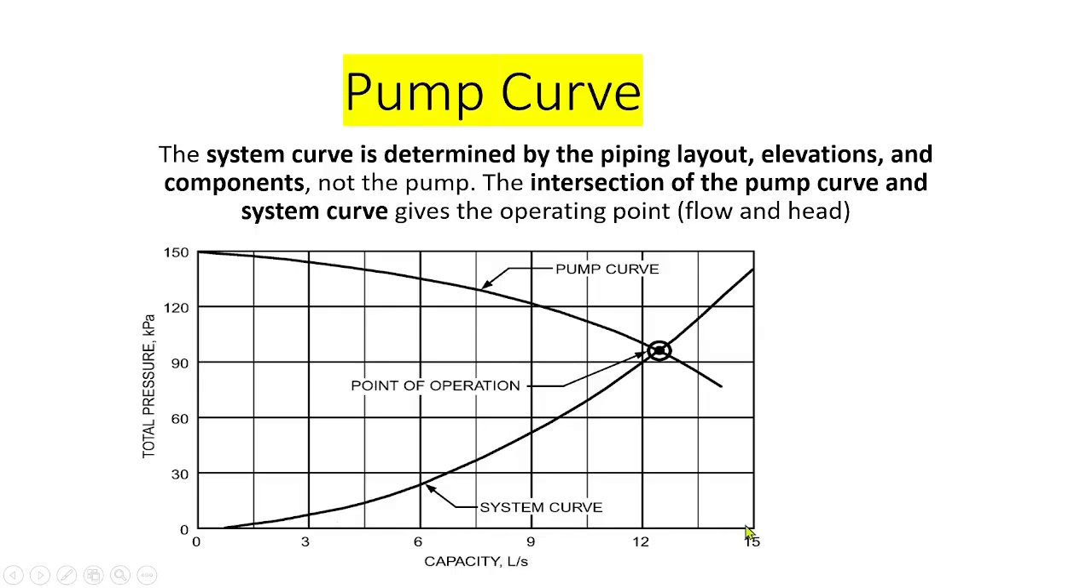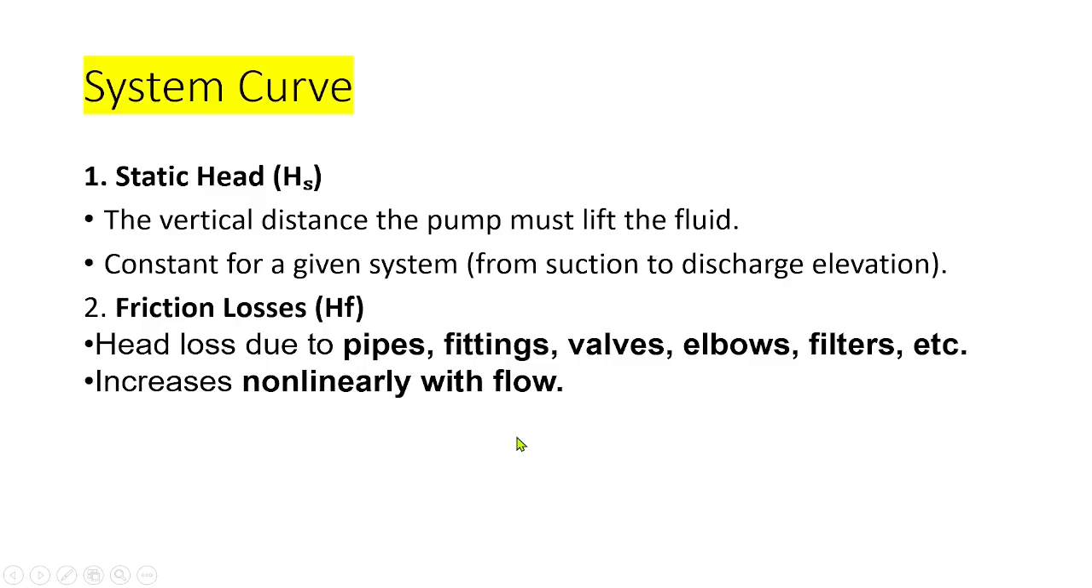On the horizontal scale, this is flow, in liters per second. On the vertical, this is total pressure in Pascal. So the pump curve is supplied by the supplier, and the system curve, from a designer's point of view, will be generated from our system. So how can we generate the system curve?